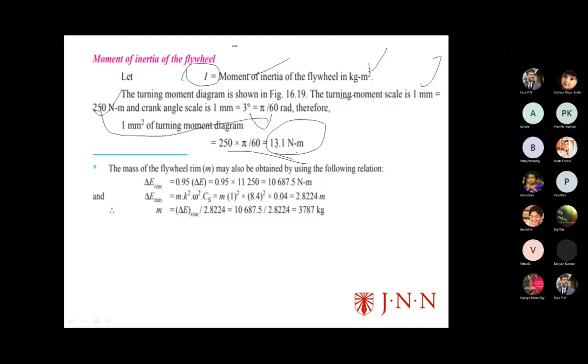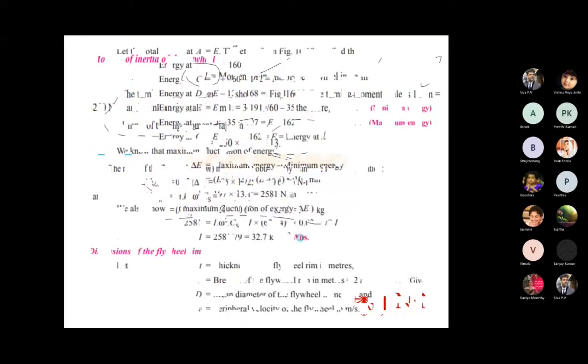So the mass of the flywheel may be obtained using the following relation: delta E rim. So m equals, as usual, like the previous one.